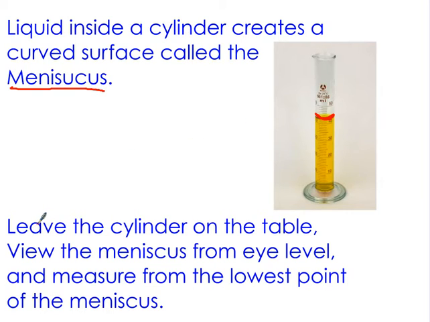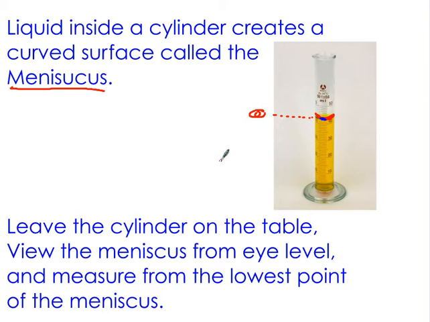So what these are is the steps of how to use it. It says leave the cylinder on the table. All that means is you can't hold it, you can't pick it up to your face, because the liquid won't stay level. It'll be way too hard to hold it still enough, so you're just going to want to leave it on the table. View the meniscus from eye level. So this usually means you're going to have to crouch down so that your eye is at the same level as the meniscus. It says measure from the lowest point. So your lowest point is going to be somewhere down here. That's the point that you're going to line up with the markings on the cylinder and make the reading.